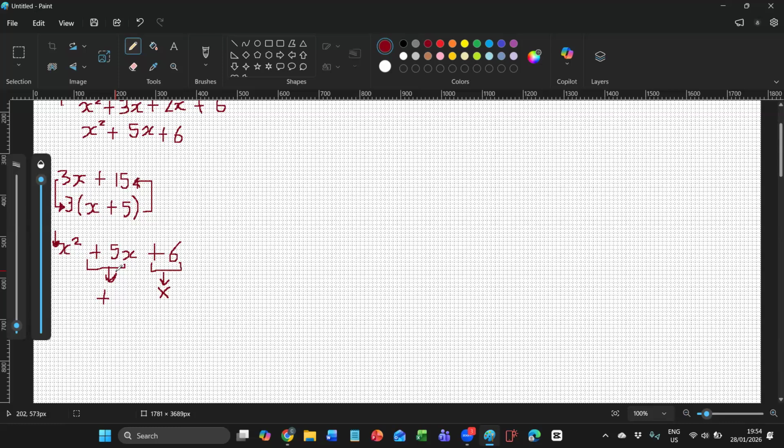3 and 2. Okay, now you also know that 6 and 1 would give 6 too. But the problem is that when you add 6 and 1 together, you will not get 5. Nothing will make you get 5. I hope you agree with me.